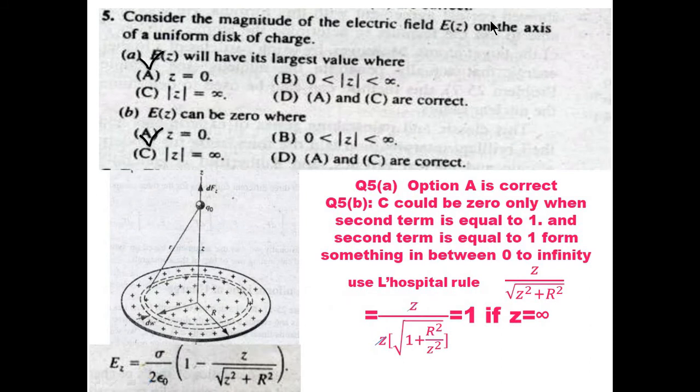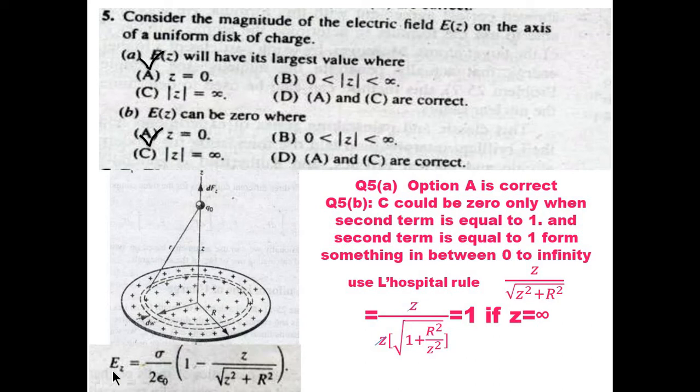Consider the magnitude of the electric field on the x-axis of a uniform disk of charge. On the axis of a uniform disk of charge, the formula for the electric field at any point q naught, here the q naught means that we are testing at this point, is EZ is equal to sigma over 2 epsilon naught into 1 minus z over square root z square plus r square. Question A part is E of z will have its largest value where?